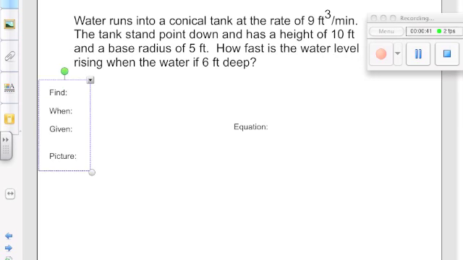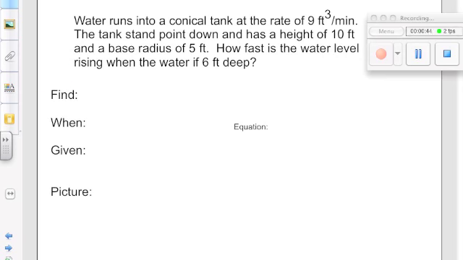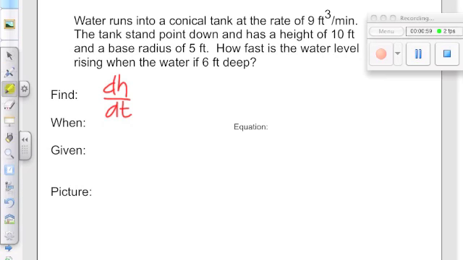So, if we take a look at this, my find is how fast is the water level rising. Since it rises, that means we're looking at a height. So my find is dh/dt, right? So that is right here. My when is when the water is 6 feet deep. So depth is telling me how high I'm looking it to be. So I know I want this when my h is equal to 6 feet.